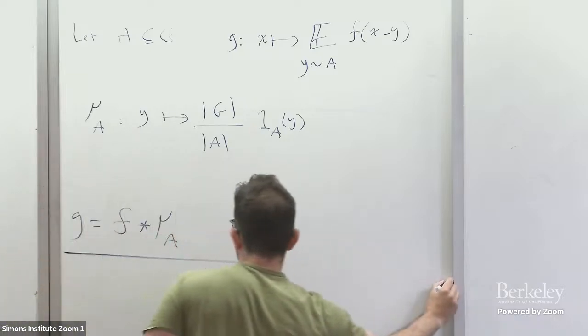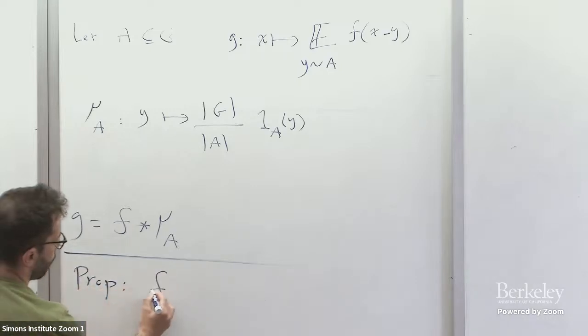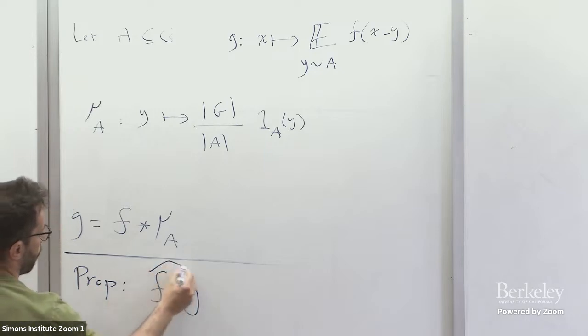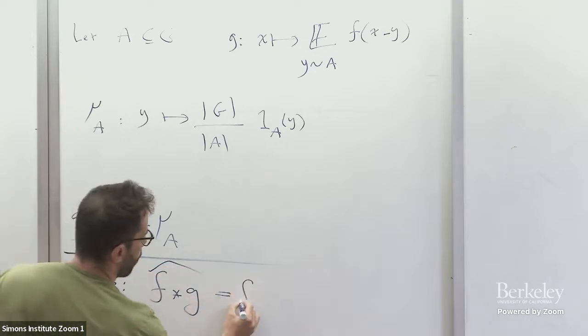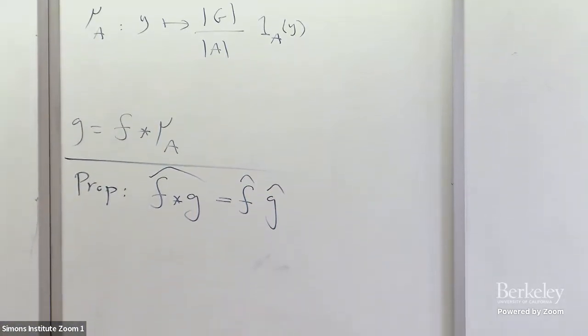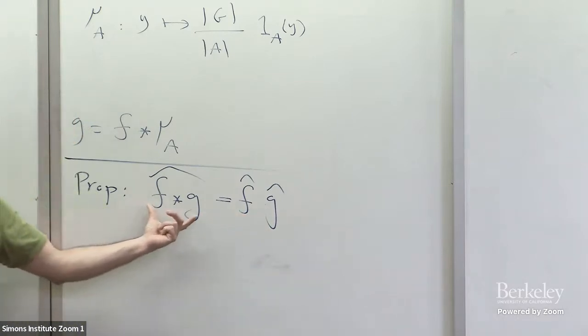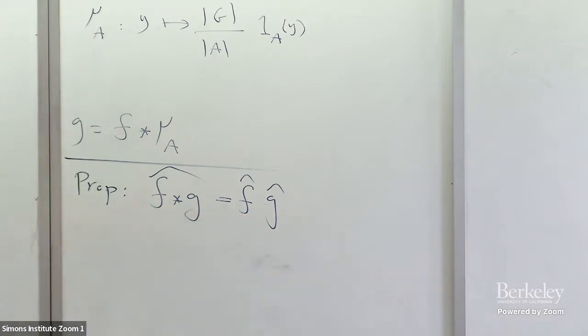Now convolution has a really nice property with respect to the Fourier transform. Let me write this as a proposition: if I have two functions f and g, then the Fourier transform of their convolution is just the pointwise product of the two transforms. So if you know the Fourier transform of f and the Fourier transform of g, you can immediately get the Fourier transform of f convolved with g. Let's prove this. It's pretty easy.